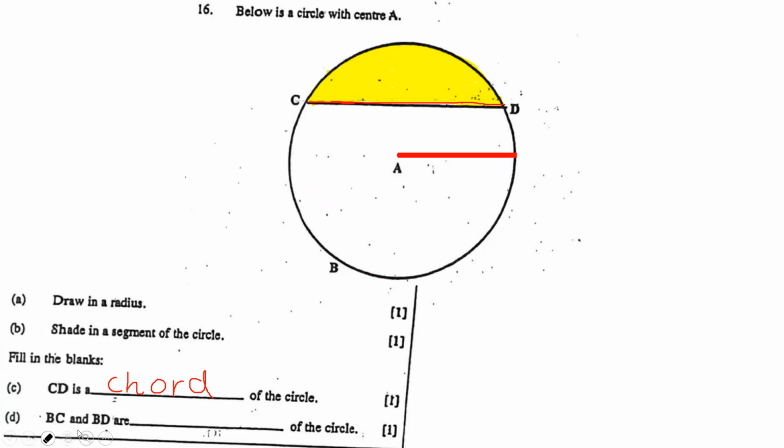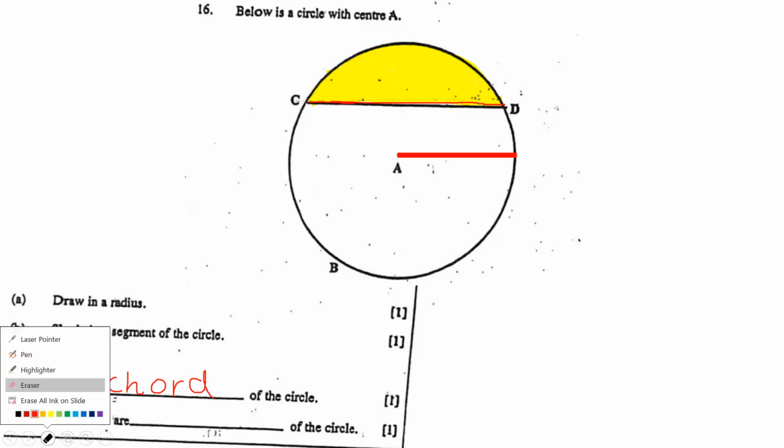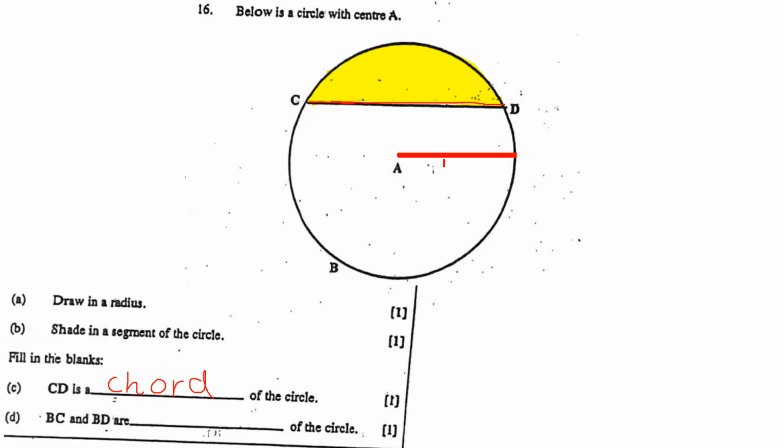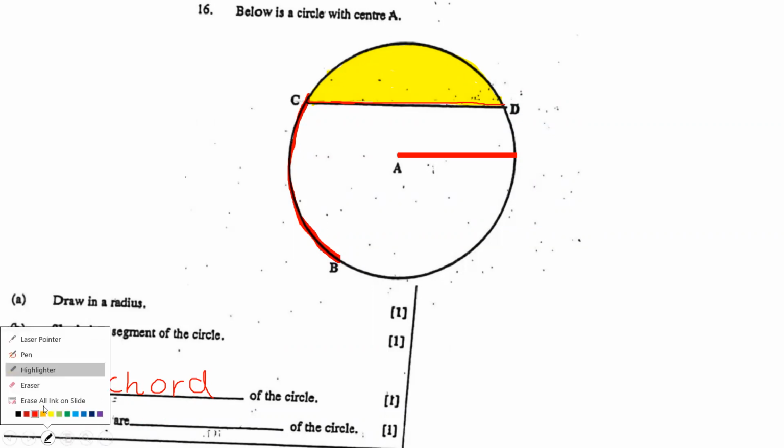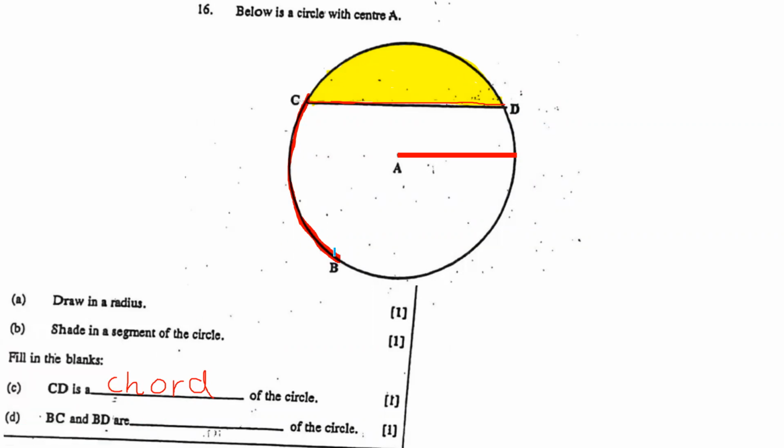All right, next up, BC and BD are blank of the circle. If we look at BC and BD, let's use a highlighter and emphasize that significance. BC starts from here and goes here. All right, that's a circle. And then BD goes from here. Let's use a different color. BD goes from here to here.